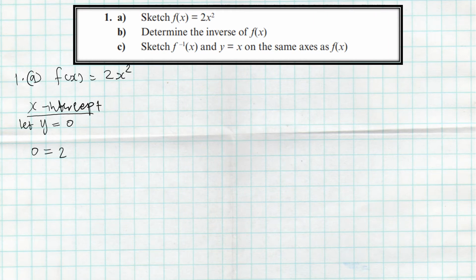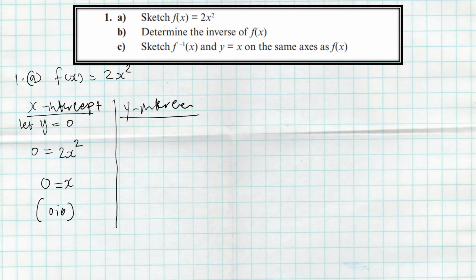So our f of x will be 0, and we need to solve for x. You'll notice that when you divide by 2 and you apply the square root, your x is just basically going to be 0. So it's (0, 0) as your x-intercept. For the y-intercept, we let x be equal to 0. Then where there is x, I'm going to substitute 0 squared. Then you'll notice your y-intercept is also (0, 0).